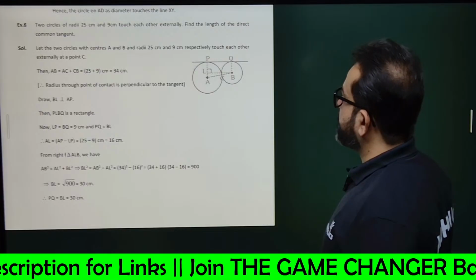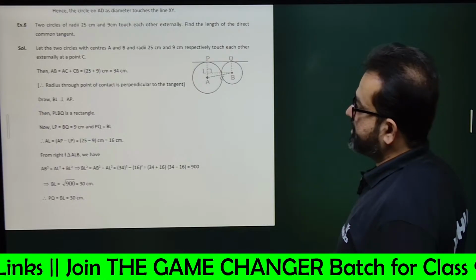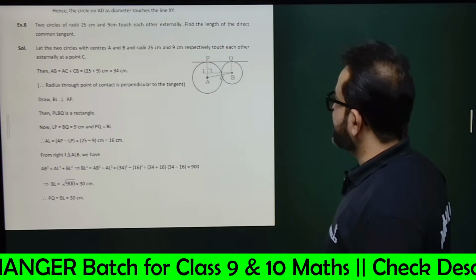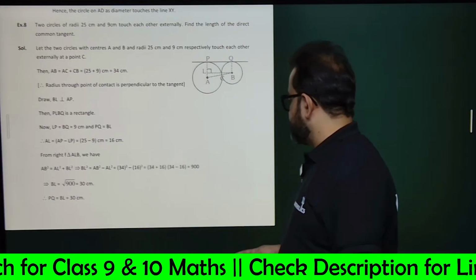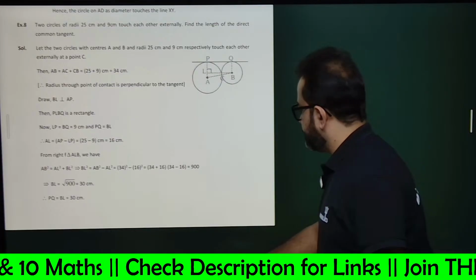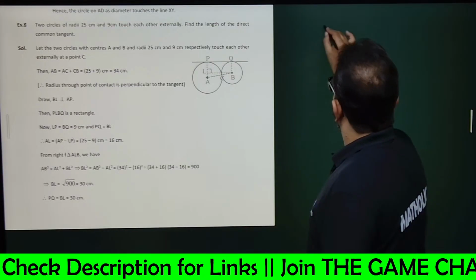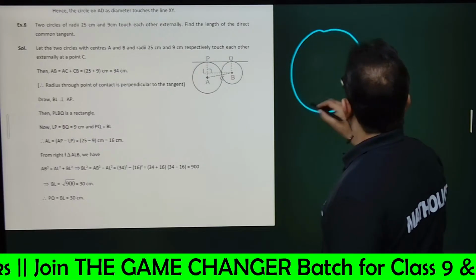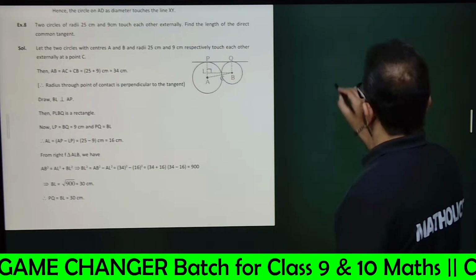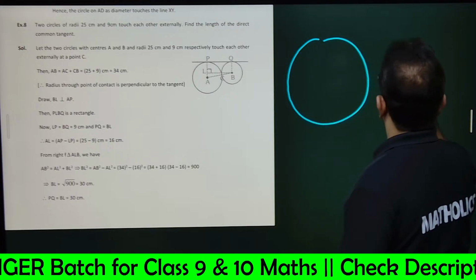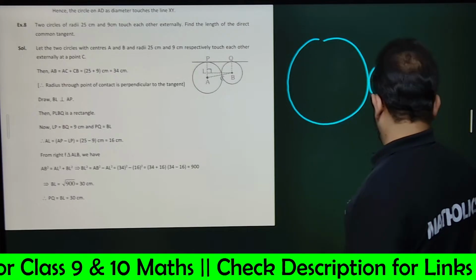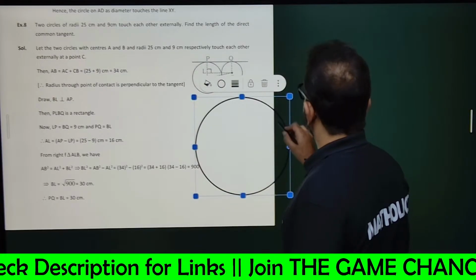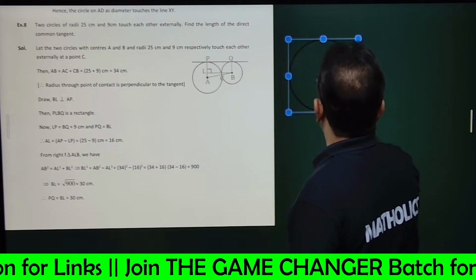Two circles of radii 25 and 9 centimeters touch each other externally. Externally means one circle is this, another circle is like this. Find the length of the direct common tangent. One circle is this. I'll draw the diagram. Wait, the diagram must be very clear. I don't know why I'm not able to draw circles. Wait. Okay, be more accurate.